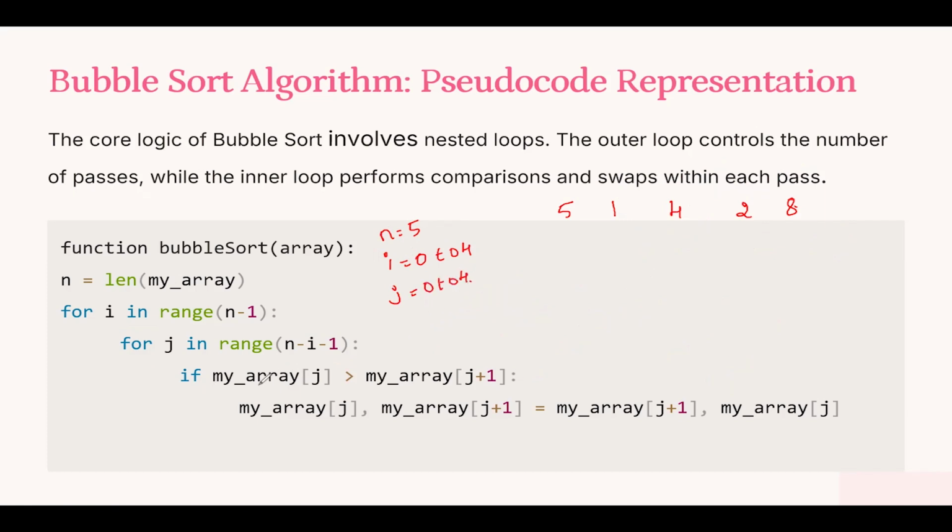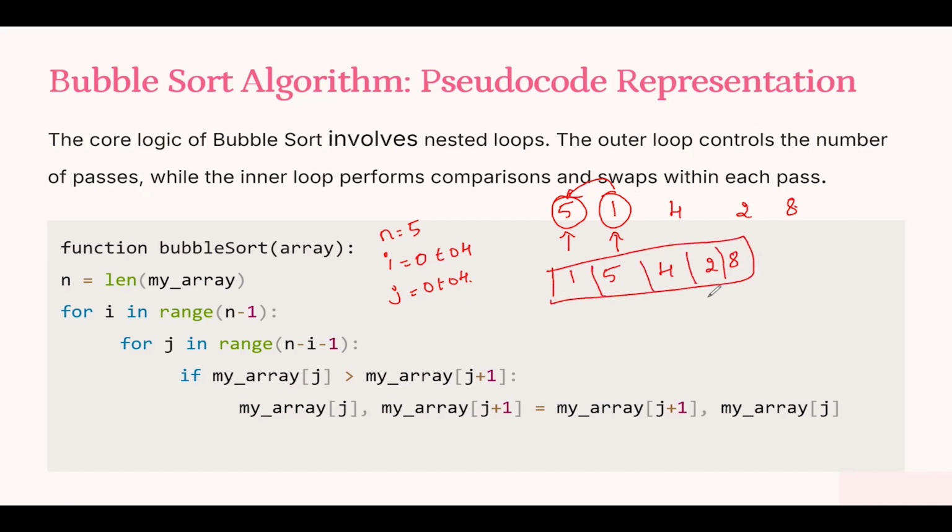Now I'm saying if array of j is greater than array of j plus 1, j plus 1 is this one. Yes, in this case, this is greater, so I need to swap. What I'm going to do is array of j comma array of j plus 1 is equal to array of j plus 1 comma array of j, which is nothing but a simple swap instruction in Python. So after the completion of this, it will be in this way.